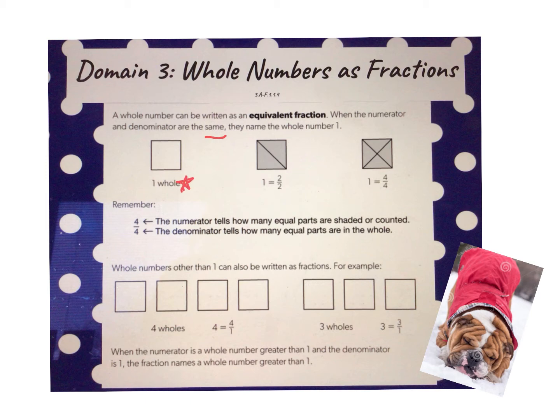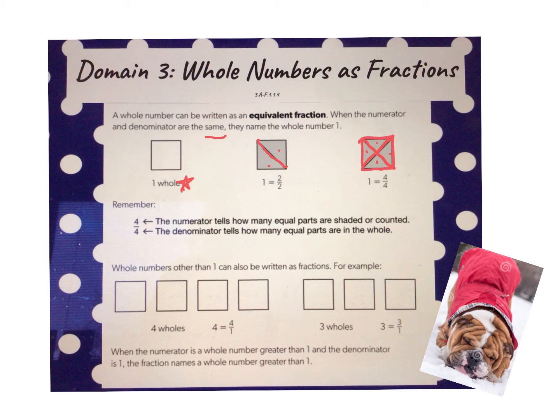And then if we put a line down the middle and put it into two equal parts, we still have one whole, but now we can just call it 2 halves. And then if we actually put two lines where we divide it into 1, 2, 3, 4 equal parts, we can call it 4 fourths. So when the numerator and the denominator are the same, it equals 1 whole.